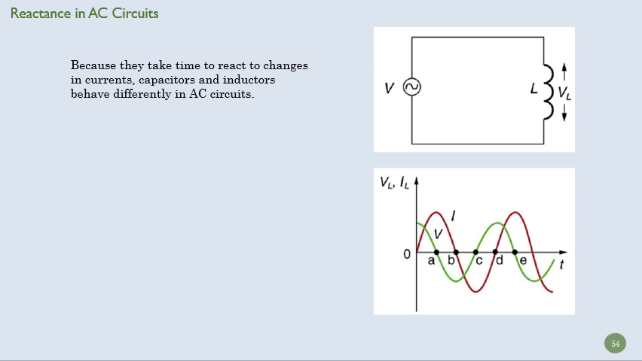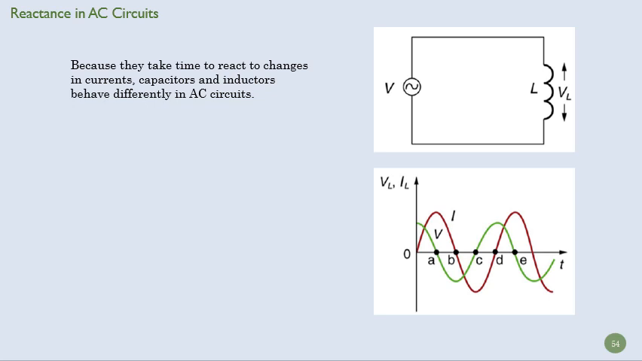Because they take time to react to changes in a current, capacitors and inductors behave differently when we put them in AC circuits, right? If we put a capacitor in a DC circuit, we watch it charge and then it's charged. Same with an inductor. It takes a little minute before the current can run freely through an inductor, but once it does, it acts just like a wire. So we don't need to worry too much about an inductor or a capacitor after the current is up and going.